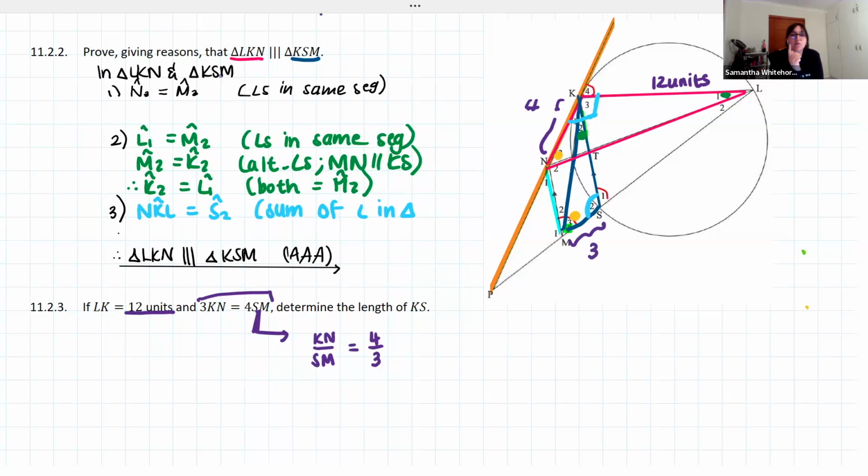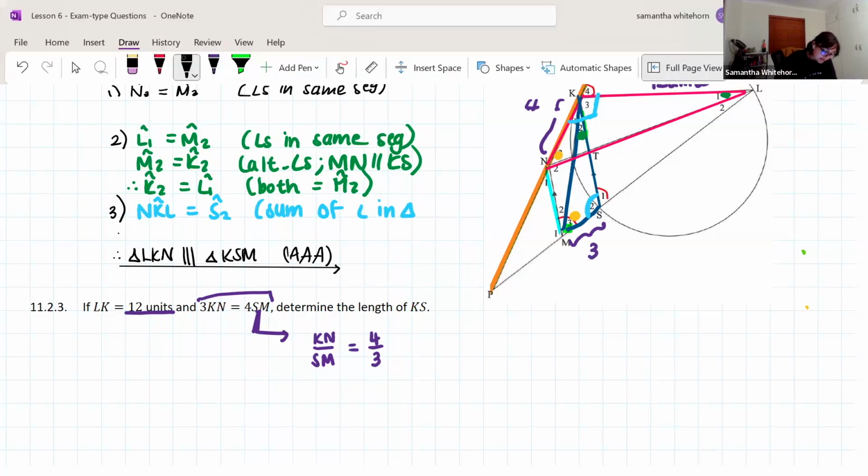Now, guys, what I want you to take notice of is the fact that all of that information, the 12 units, the 4 parts, and the 3 parts, they all are sides in the triangles you've just proven similar. 12 units, so LK and KN are sides in the pink triangle. SM is a side in the blue triangle. Because they are sides in similar triangles, we can use the fact that corresponding sides are in proportion here.